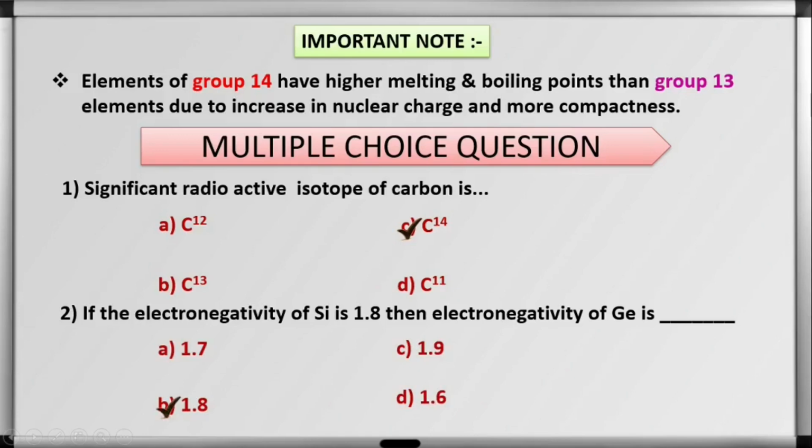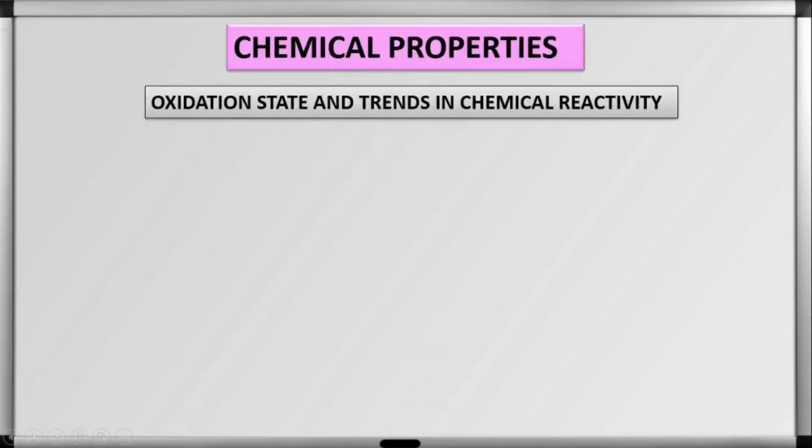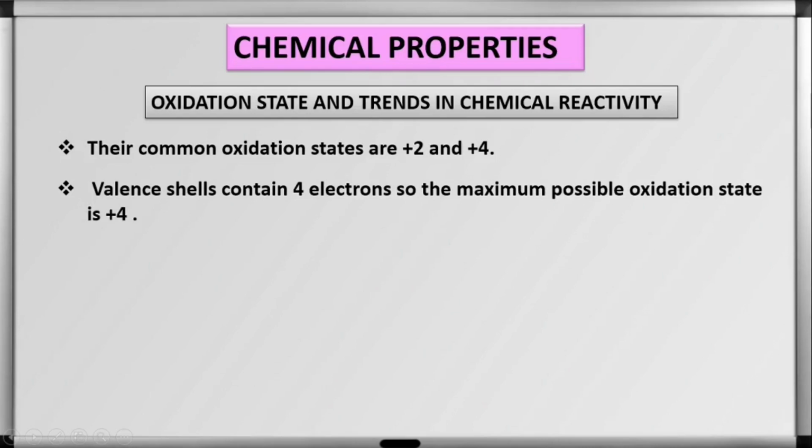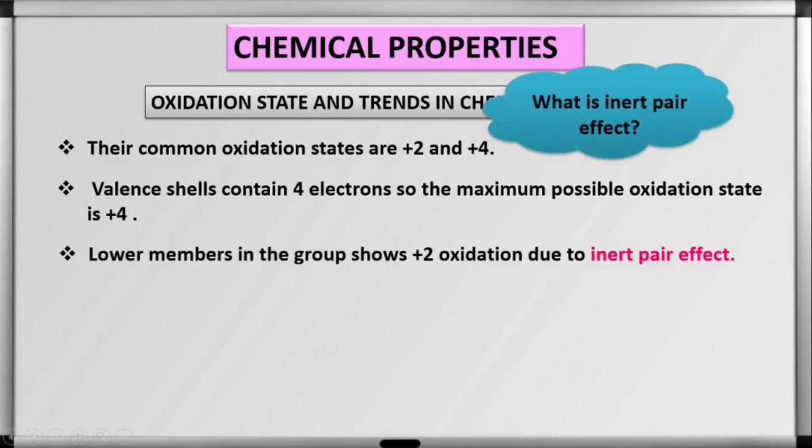constant, that is 1.8. केमिकल प्रॉपर्टीजमध्ये आपण ऑक्सिडेशन स्टेट बघणार आहोत. See the oxidation state, +2 and +4 is the common oxidation state. Valence shell contains 4 electrons. आता प्रत्येक व्हॅलन्स सेलमध्ये 4 इलेक्ट्रॉन्स आहेत. आपण इलेक्ट्रॉनिक कॉन्फिगरेशन बघितलेलेच आहे. So the oxidation state +4 ही सर्वांची आहे. Lower members show +2 oxidation state. It is because of inert pair effect. ऑलरेडी we discussed the inert pair effect.